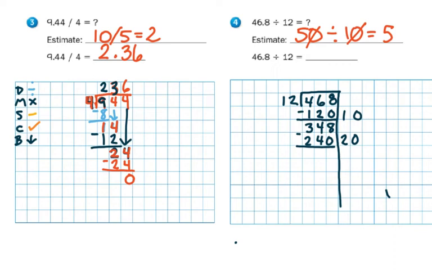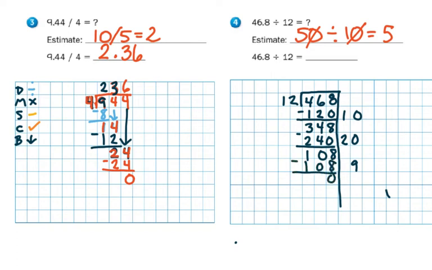That way I don't have to do as many times for this problem. 8 minus 0 is 8. Can it go in there 10 more times? Well, 10 times 12 is 120, and I'm left with 108. So now it becomes a basic fact. So look across your 12s. If you are not confident with your 12s yet, how many 12s are there in 108? There's 9. 9 times 12 is 108.